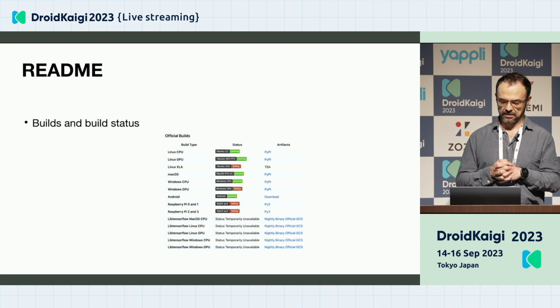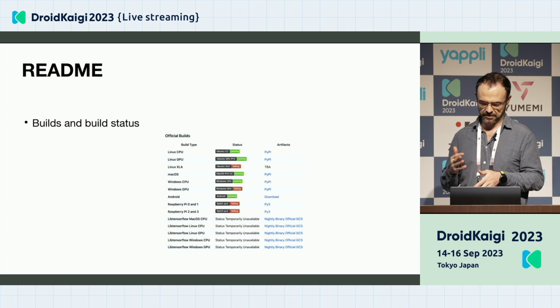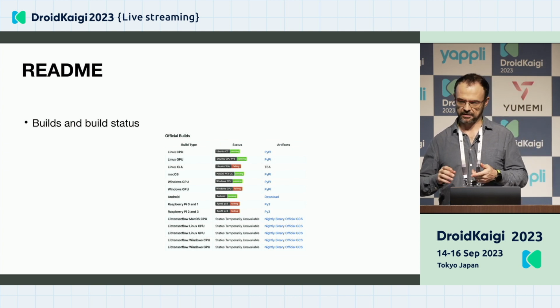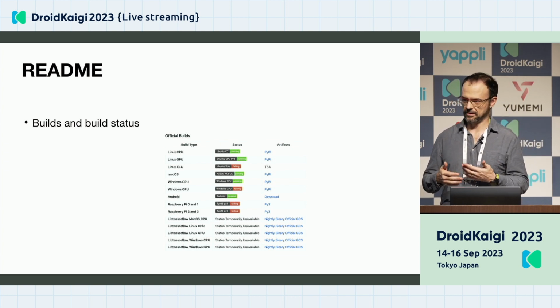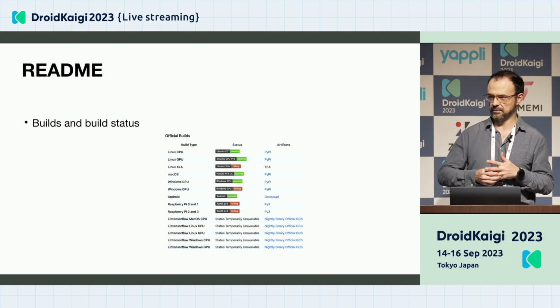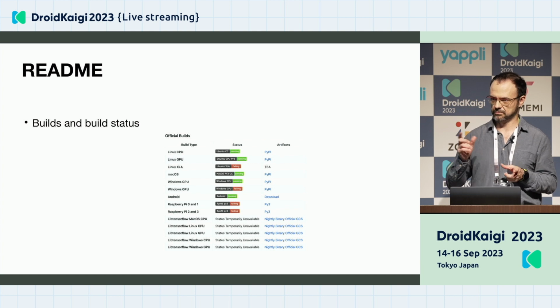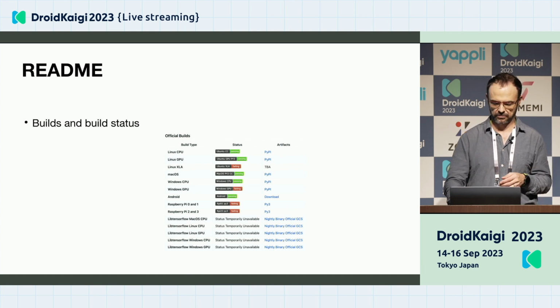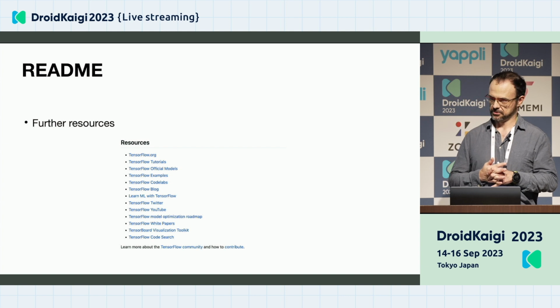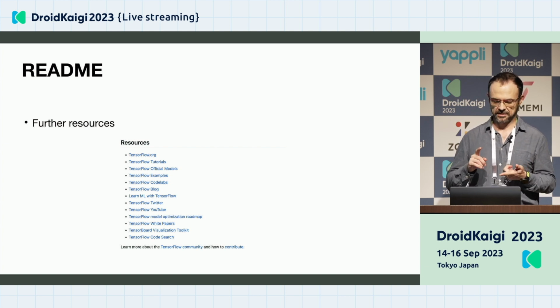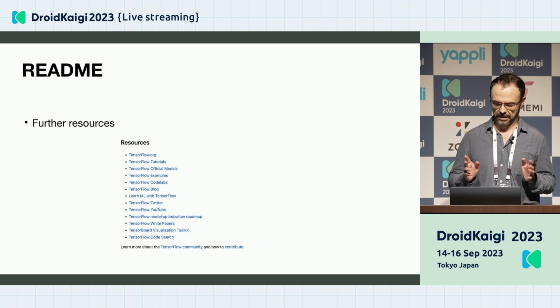Then having the build status. Sometimes, again, TensorFlow is a little bit more special, but we could have things like reflecting the build status from our application, right? Sometimes we might have different build types or different artifacts, and we would like to reflect from here if things are working out or not. And further resources. Anything that is related to your app that folks should check, such as examples, a blog, articles in Medium, anything can go here at the end in a resources section.